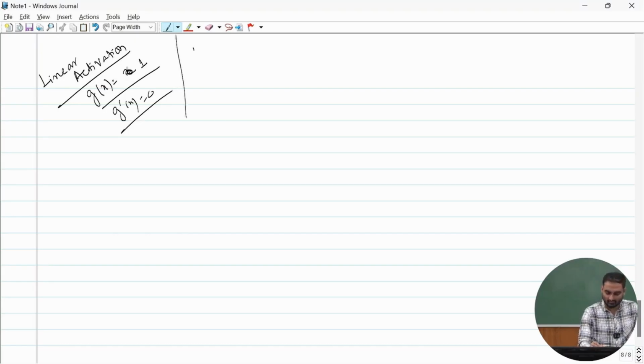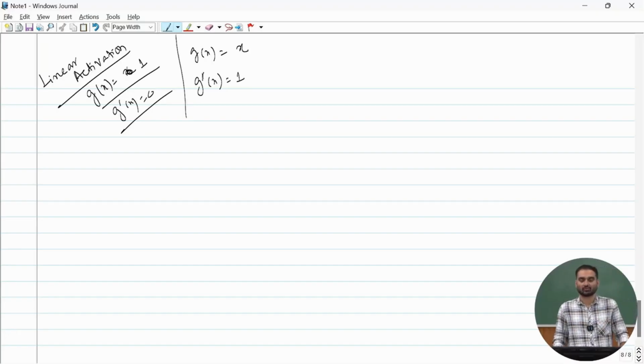If we have a linear activation like g(x) equals x, and you take the derivative of this, g'(x) is going to be 1. This is again a constant derivative, so a constant contribution will be added or subtracted to the existing weight. That is also bad, right? Therefore, what people thought is that this is the right place to introduce non-linearity.